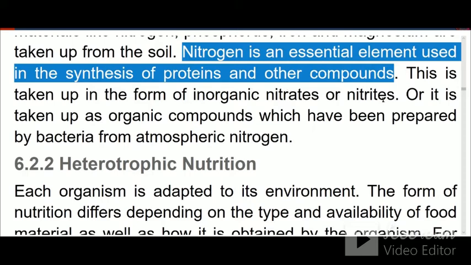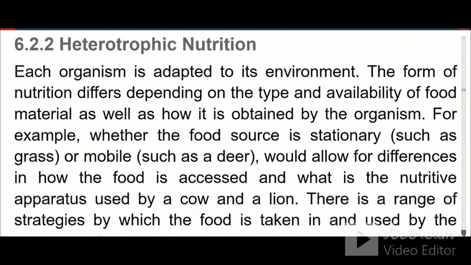Now nitrogen is available in nature, in the atmosphere, in the utmost content, but still plants cannot use that nitrogen directly. So what it has to do is take the nitrogen from nitrates, or it is taken up from organic compounds which have been prepared by bacteria from atmospheric nitrogen. Now let's talk about heterotrophic nutrition.